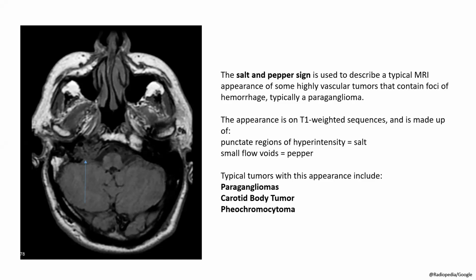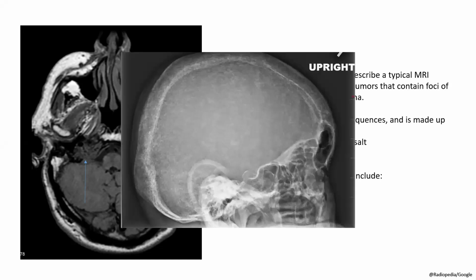And on T1 weighted sequence, we see two kind of signal intensities. So there are punctate regions of hyperintensity, which represent salt, and multiple small flow voids, which represent pepper, which are black. And this sign is typically seen in hypervascular tumor in this region, typically in paraganglioma, carotid body tumor, and pheochromocytoma. So this is salt and pepper sign.